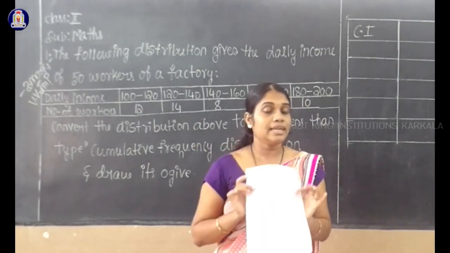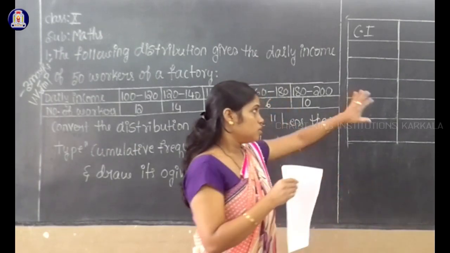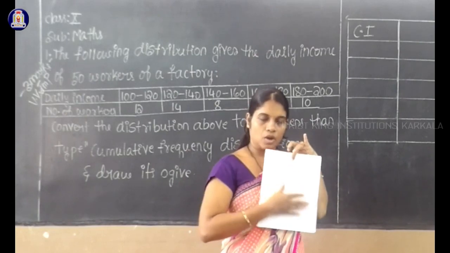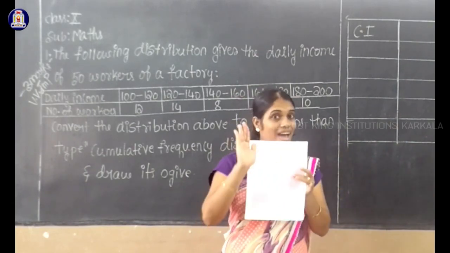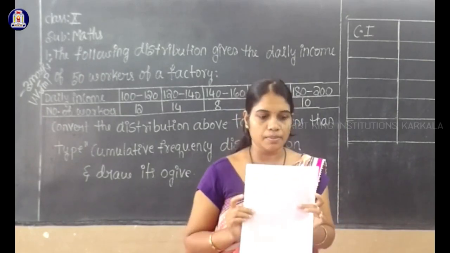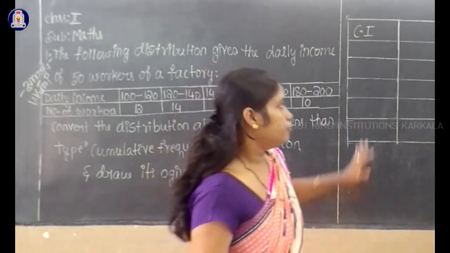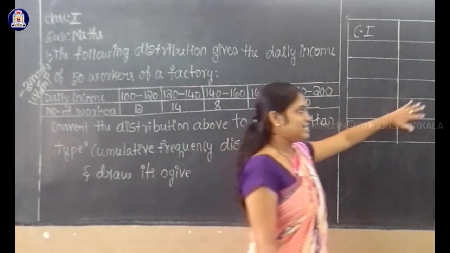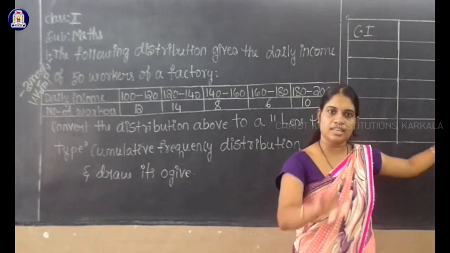So during that time, what you have to do? You can do this table on the back side, or you can do it in your answer sheet also, no problem. But the graph you have to draw only in this graph sheet. This is very important. Now we'll solve it. First I'll convert this given data into a less than type distribution. Later I will plot those points in the graph sheet.